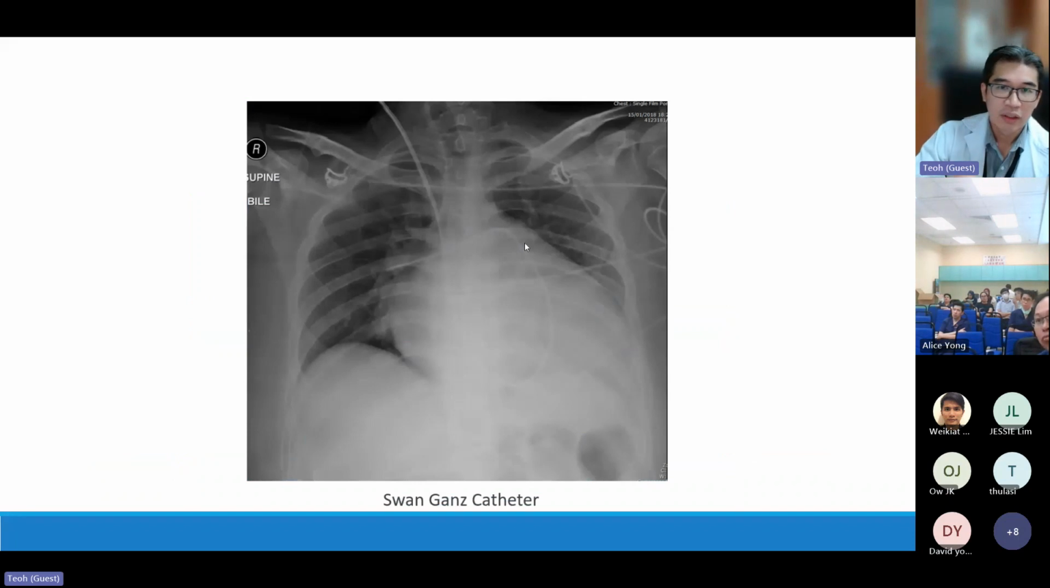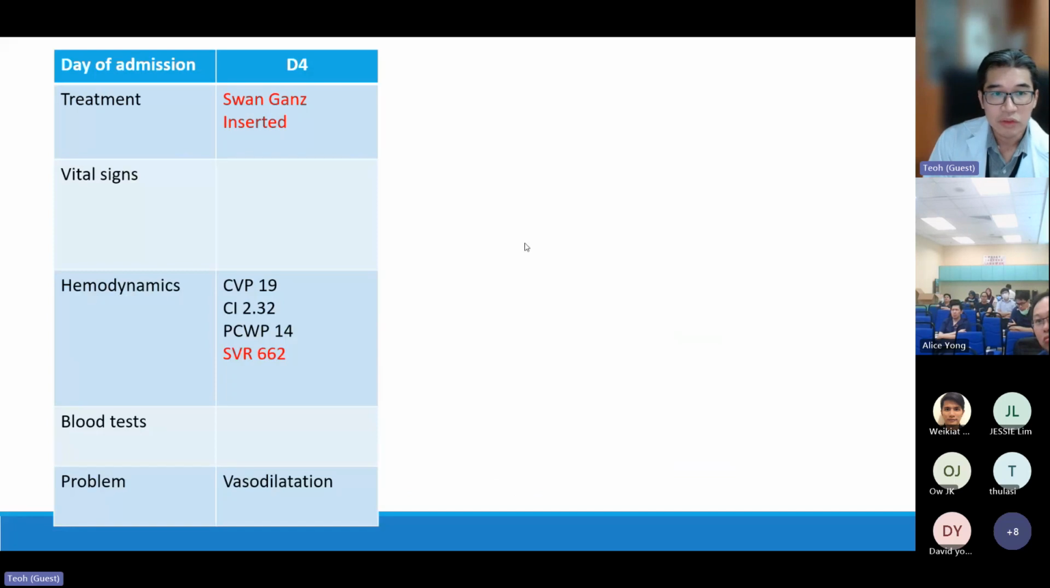So we put in the Swan-Ganz catheter. You can see here the catheter inserted through the right internal jugular, and the tip of the catheter is parked at the place where we can wedge the pressure. And after the Swan-Ganz insertion, we can obtain these hemodynamic parameters. Now the CVP is 19.